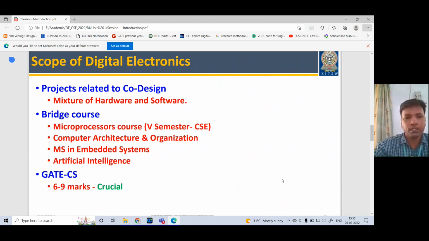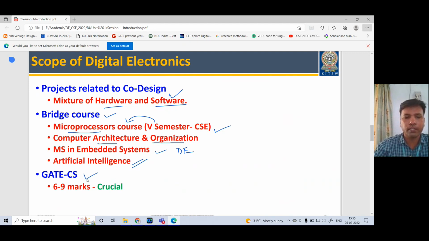In the scope of digital electronics, there is a wider scope. You can do projects related to co-design, that means a mixture of hardware and software. There you definitely require digital electronics concepts. There are also some bridge courses related to this. In the fifth semester, you are going to study microprocessors, which deal with digital electronics. Computer architecture and organization require digital electronics. If you are doing MS in embedded systems, you definitely require DE concepts. Artificial intelligence, current technology, uses digital concepts. And of course, for higher education it is very important.